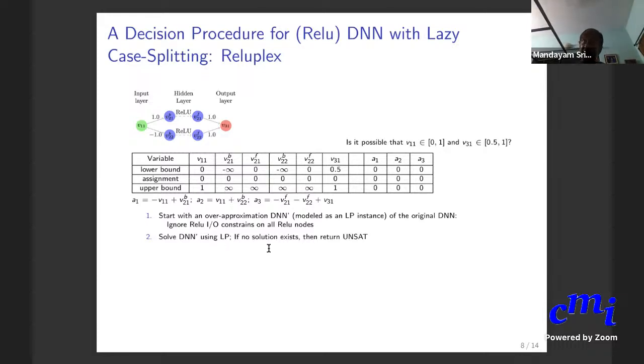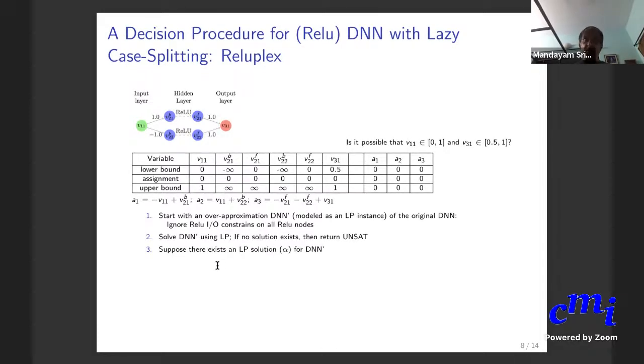If no solution exists, if the LP call returns with no solution, then obviously there cannot be any solution for the original problem. Why? Because the set of solutions for the original problem is a subset of the possible solutions for this over approximation. That's why you can return UNSAT.